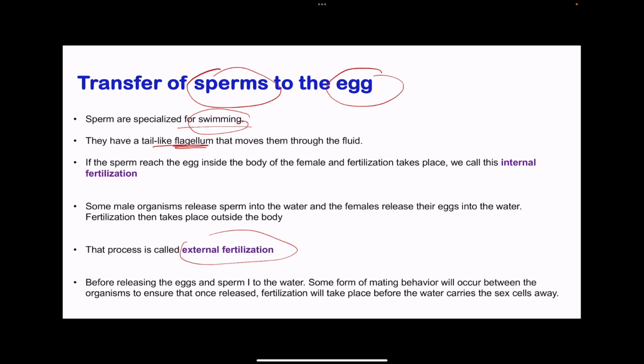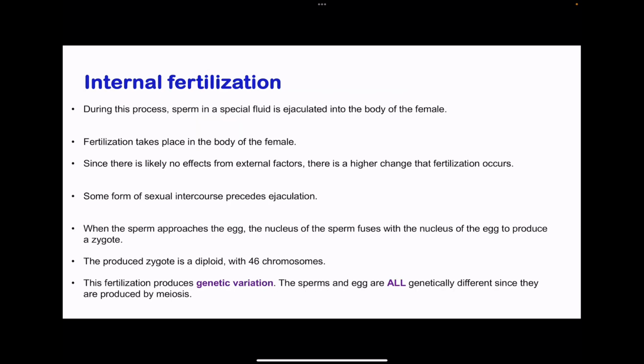During external fertilization, sometimes specific mating behavior occurs so that both the male and female can be in the same location before the release of the eggs as well as the sperm occurs, in order to increase the chances of successful fertilization. During internal fertilization, the sperms are going to be produced and ejaculated into the body of the female.